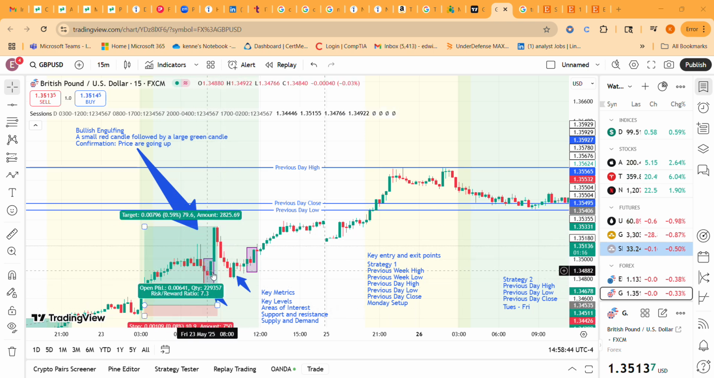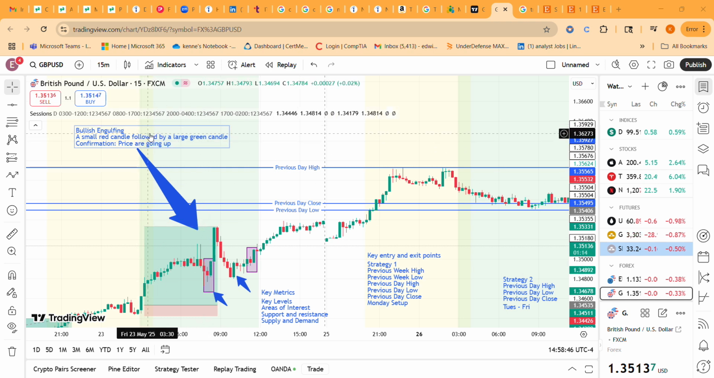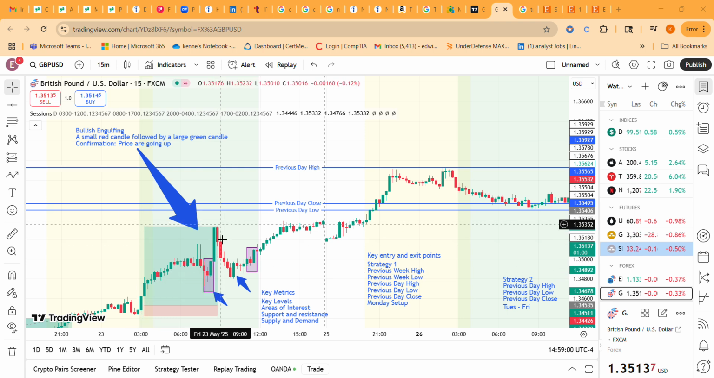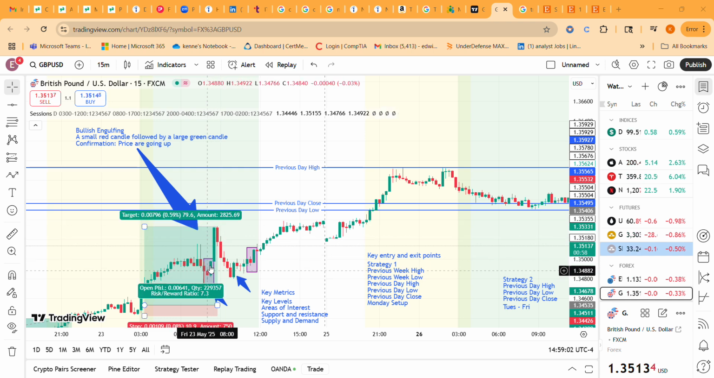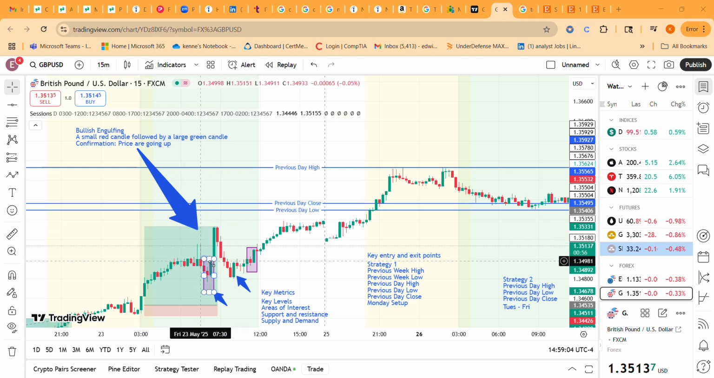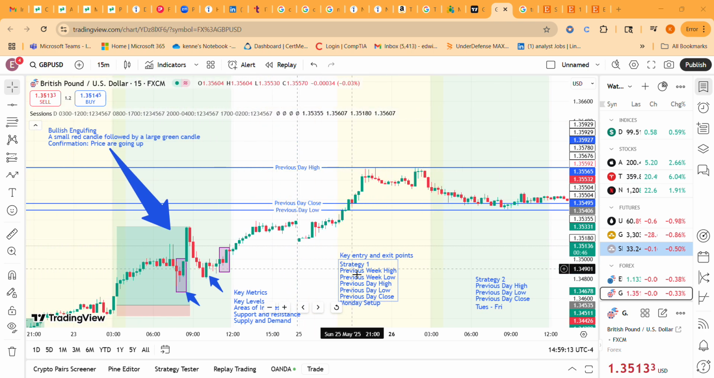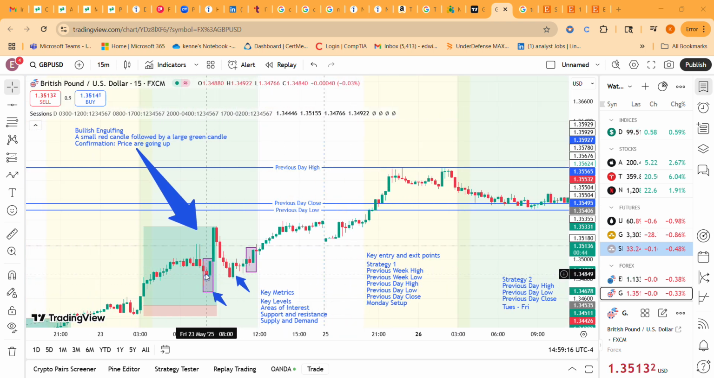So just do some research on bullish engulfing, right? But what you should take from this is that whenever you see a smaller red candle and a larger green candle, prices are gonna go up. So that's an entry point to go for a long position, right? That's what we call your confirmations. That's gonna be a confirmation, right?